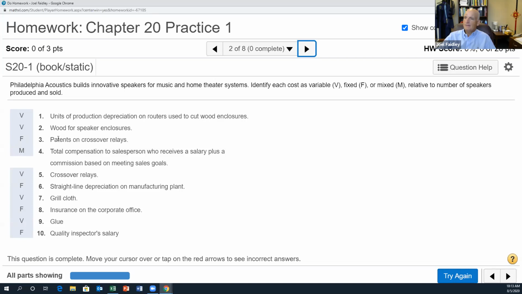What about patents? Well, that's similar to fixed assets or property, plant, and equipment. That's going to be fixed. Total compensation, the salesperson receives a salary plus a commission.